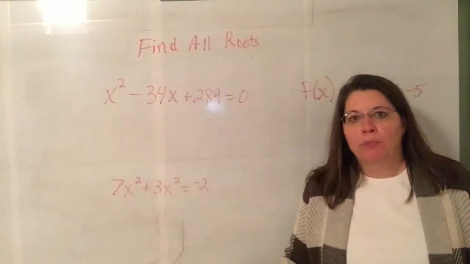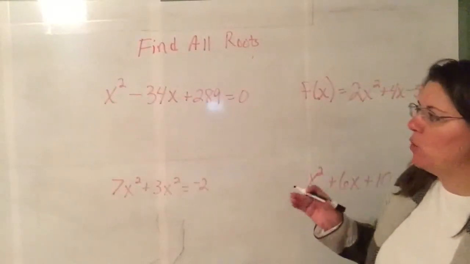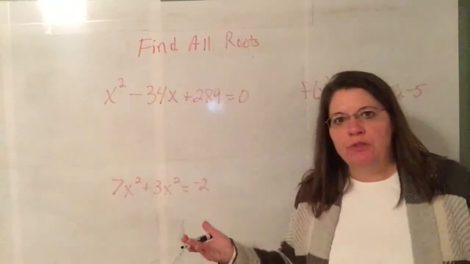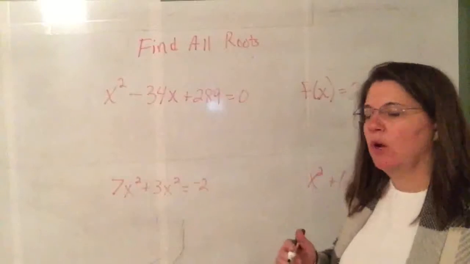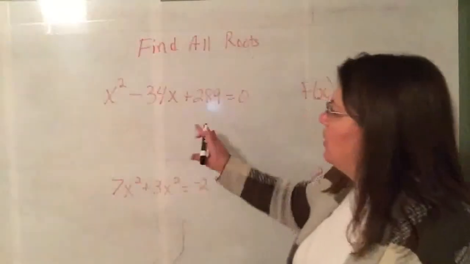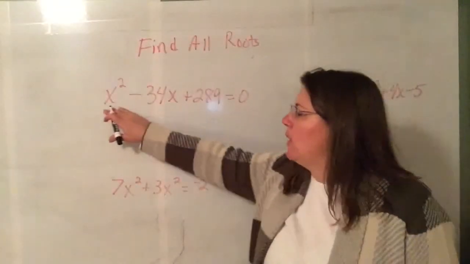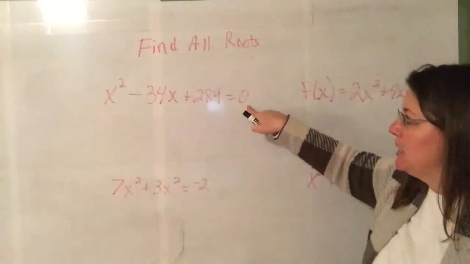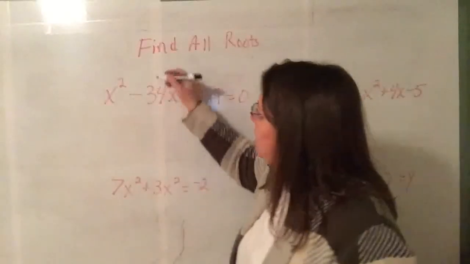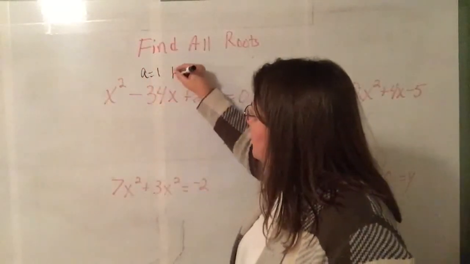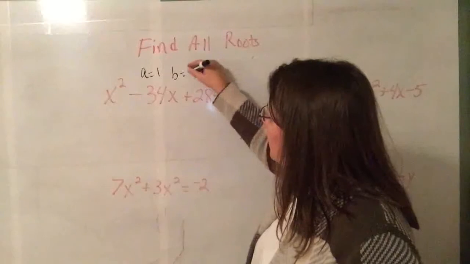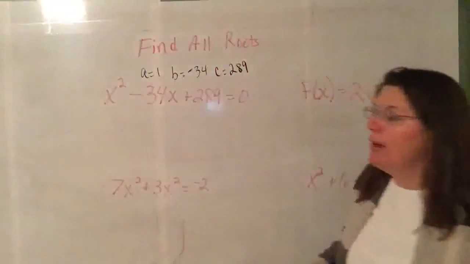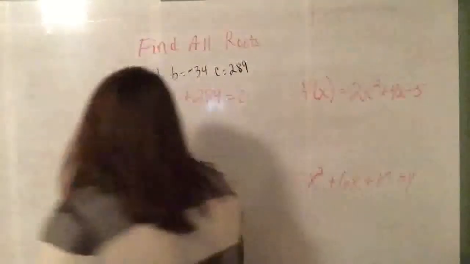Here I have 4 more problems, and I'm not going to show quite as much work in these. Really, you should have had this in Algebra 1, so this should be review. So I'm going to go a little bit quicker with the next one. We know that this is a quadratic equation. It is set equal to 0 already, so I don't have to worry about doing that. And if I look at that, I know my a is 1, b is negative 34, and c is 289. So I'm going to go ahead and put that in the quadratic formula.